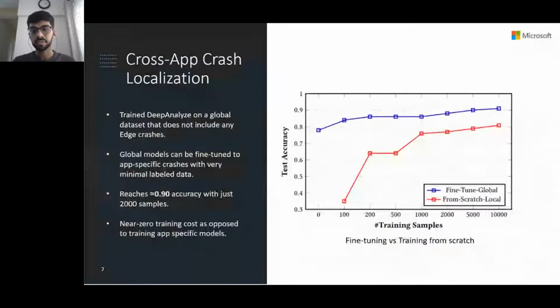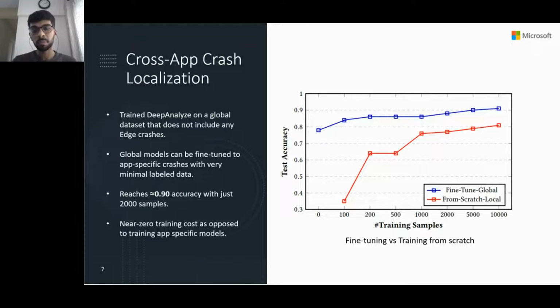To answer that question, we propose a transfer learning approach. In our empirical analysis, we found that models trained on one set of applications can be transferred to a disjoint set of applications. We evaluate this hypothesis in an experiment which we call cross-app crash localization. Here, we train a Deep Analyze model, which we call the global model, on a global set of crashes from, let's say, X set of applications. Then we evaluate it on crashes from a completely unseen application, say Edge.